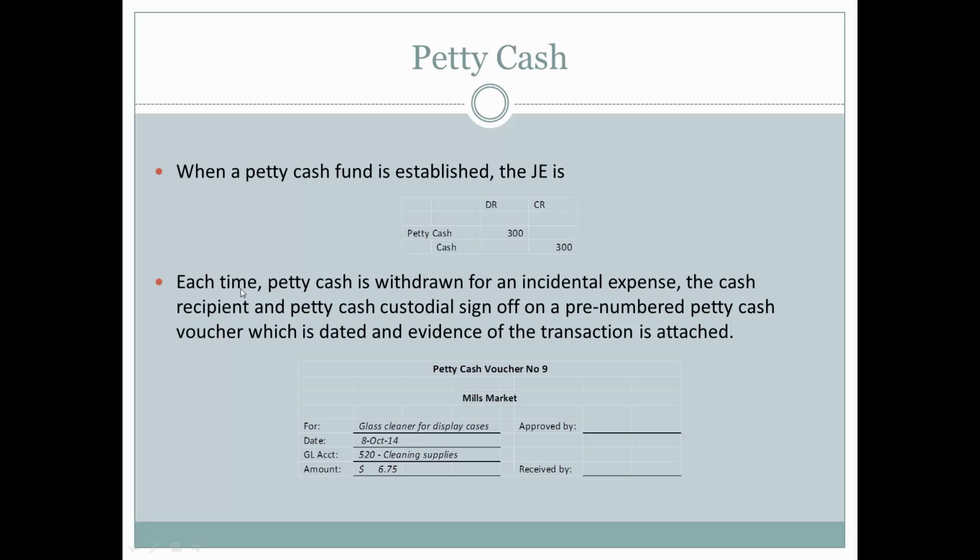All right. So when cash is withdrawn, and usually these are just for incidental expenses, just to have the cash on hand and not have to write out a check. Say, for instance, we're looking at one that's for $6.75. Well, you don't want to write out a check for $6.75 each time, so you just have petty cash on hand.